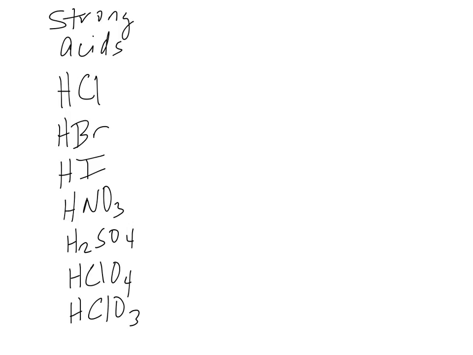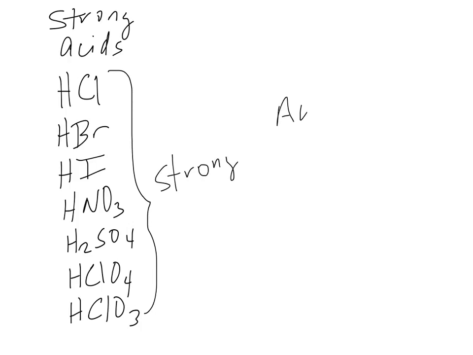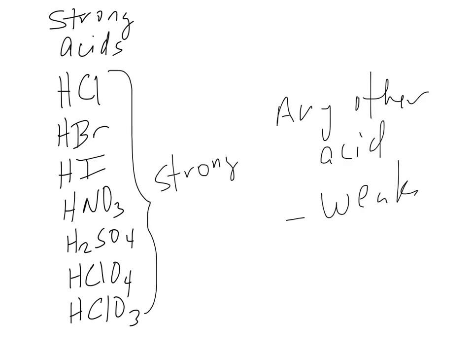At this point, let's talk about strong acids. Strong acids are going to be, of these 7, either hydrochloric, hydrobromic, hydroiodic, nitric, sulfuric, perchloric, or chloric. If you have an acid and it is one of these 7, then it is strong. Any other acid that you may encounter must then be weak.